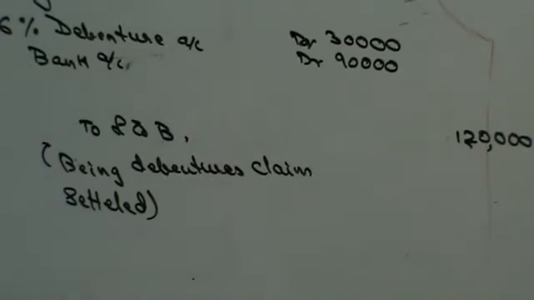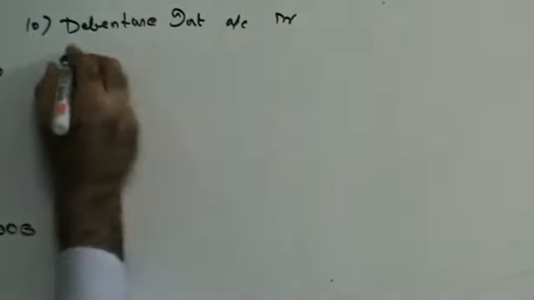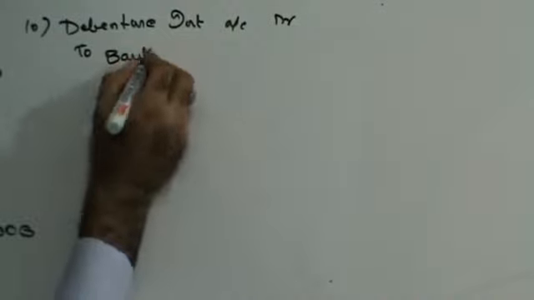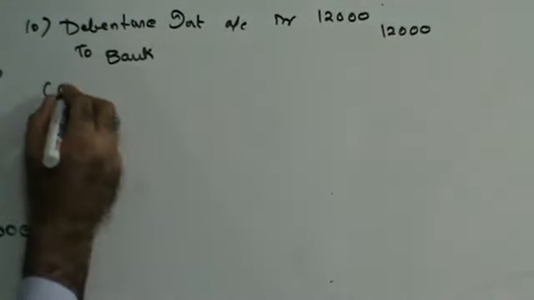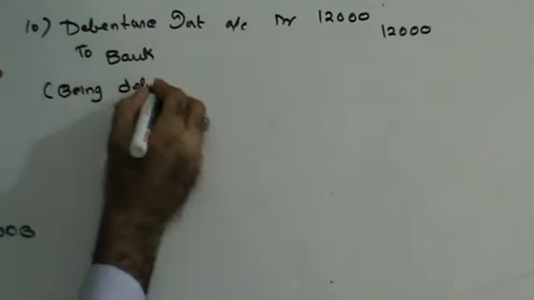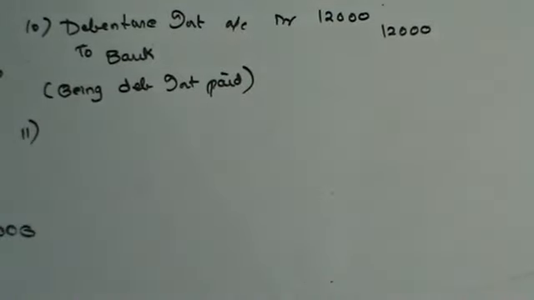That is done. Now they are saying that the arrears of interest are paid. Paid. Money is going out. So this is going to be interest. Debenture interest account debit to bank. How much is it? They are saying that it is 12,000. The debenture interest paid. Right? Next, let's move on ahead.